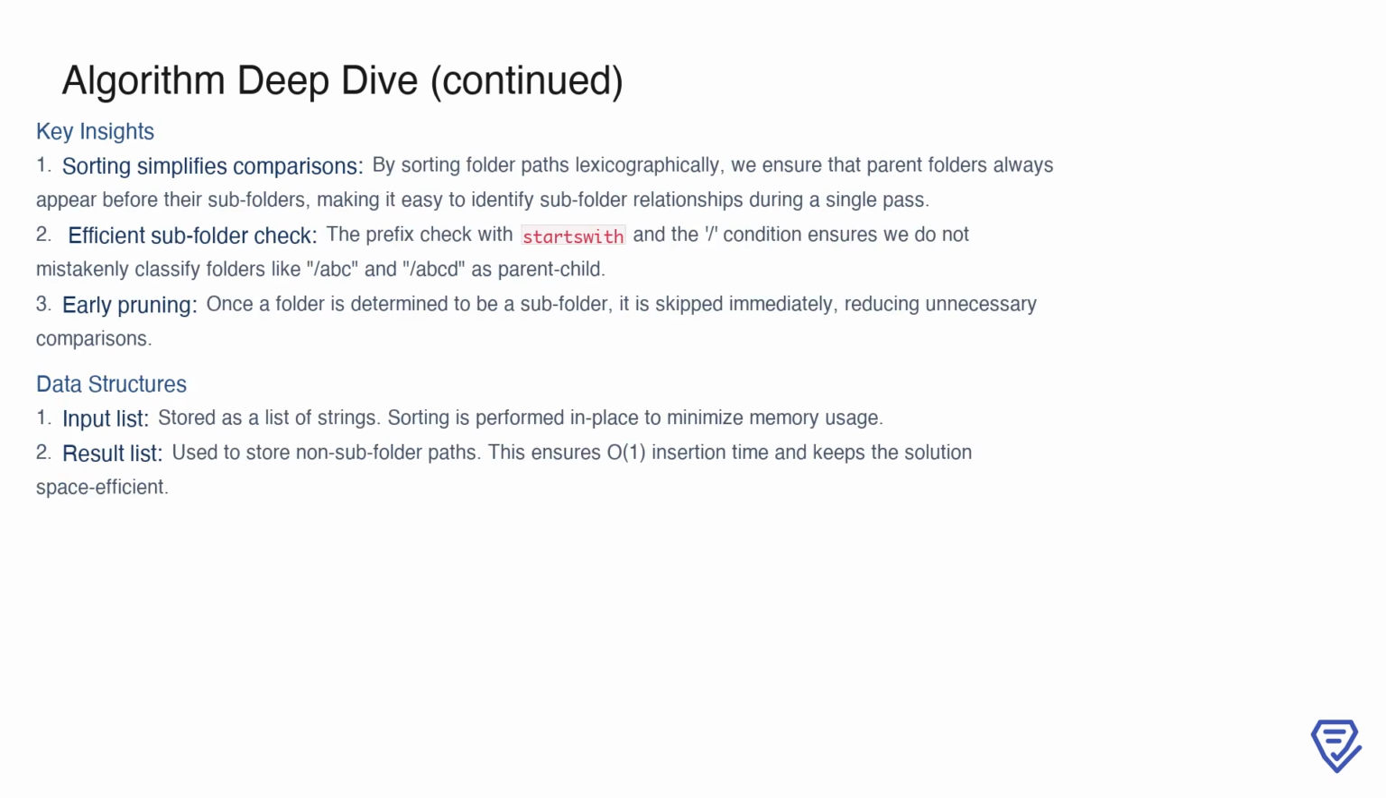This algorithm leverages several key insights to achieve its efficiency. First, sorting the folder paths simplifies the problem significantly. By sorting the paths lexicographically, parent folders always appear before their subfolders, enabling us to identify subfolder relationships with a single pass through the list.